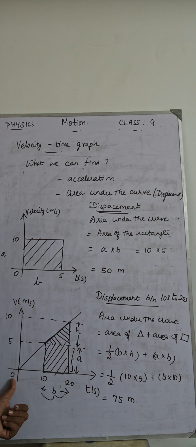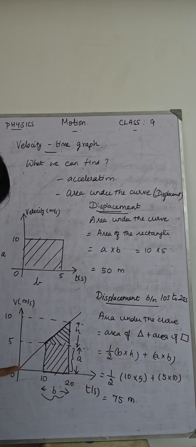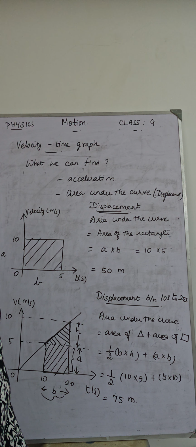If they are asking you between 0 to 10, then you have to find out the area of this triangle only. 0 to 20, the area of triangle 1, triangle 2 and the rectangle. So read the question again and again.